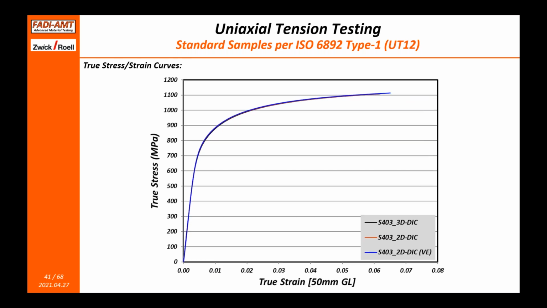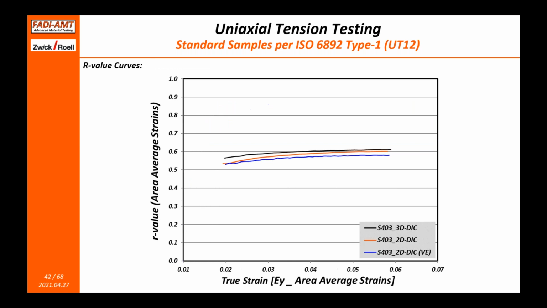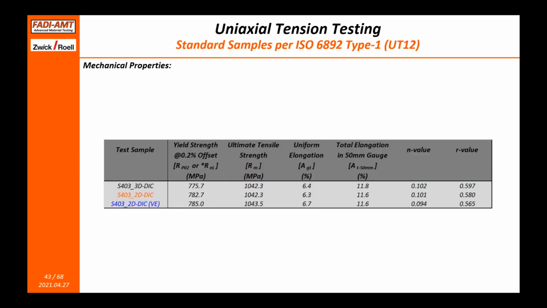But just to show you here that for a DP980, the stress strain curves were almost on top of each other. The R values are on top of each other. And even the properties, you see a tiny deviation from one system to the next, but it doesn't really affect the reliability of the data.